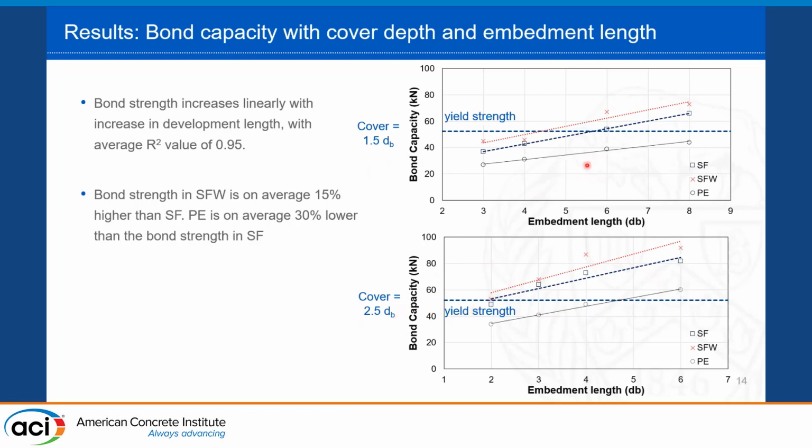In all of the cases, they showed almost linear behavior with respect to the embedment length. From the material side, the SFW material, the material with the steel fiber and steel wool, showed the highest strength in all of the configurations. On average, it was 15% higher than the SF mix. And the PE mix was the lowest in strength, on average 30% lower than the SF mix.